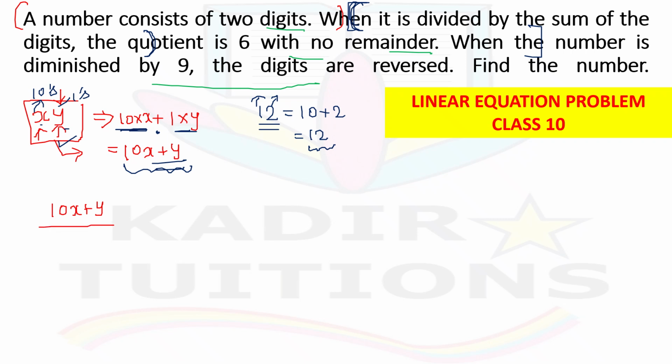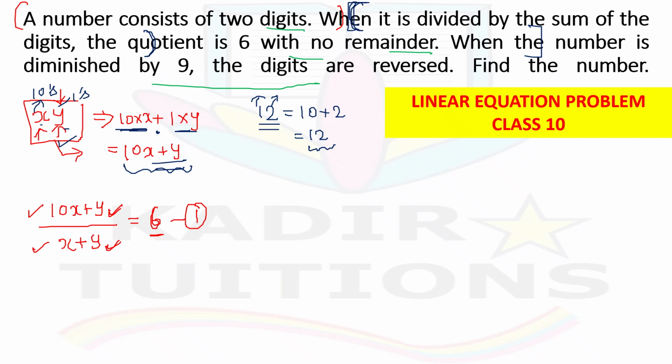Now this number is going to be divided by the sum of digits. Sum of digits means what? You need not take the place value, just take only the digits. One digit is x and the other digit is y, so you just do the summation of these two digits. When the number is divided by the sum of the digits, the quotient is 6. Since there is no remainder, we will leave it just like this. Otherwise, we would have to include the remainder also. So when I divide the number by the sum of digits, we get the quotient as 6. This is our equation 1 from the second statement.